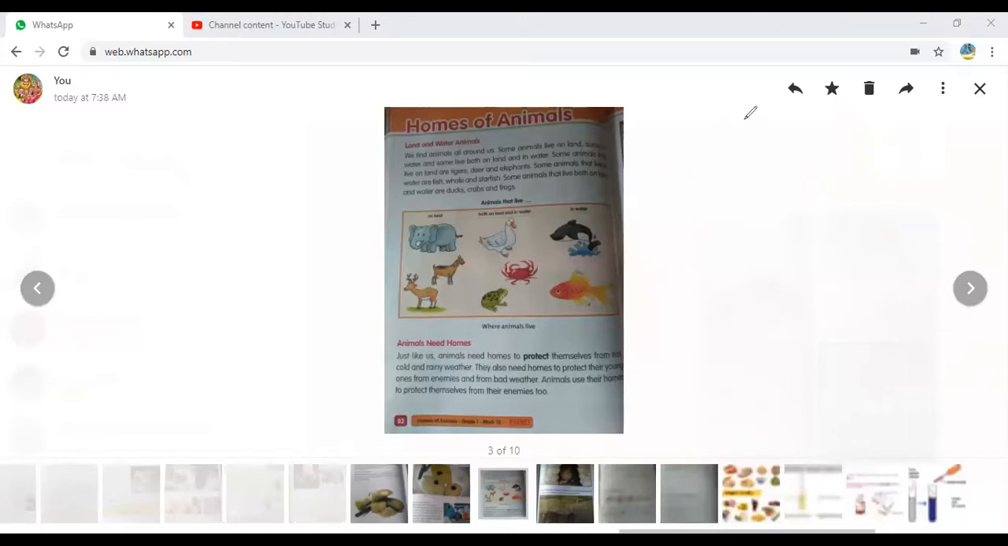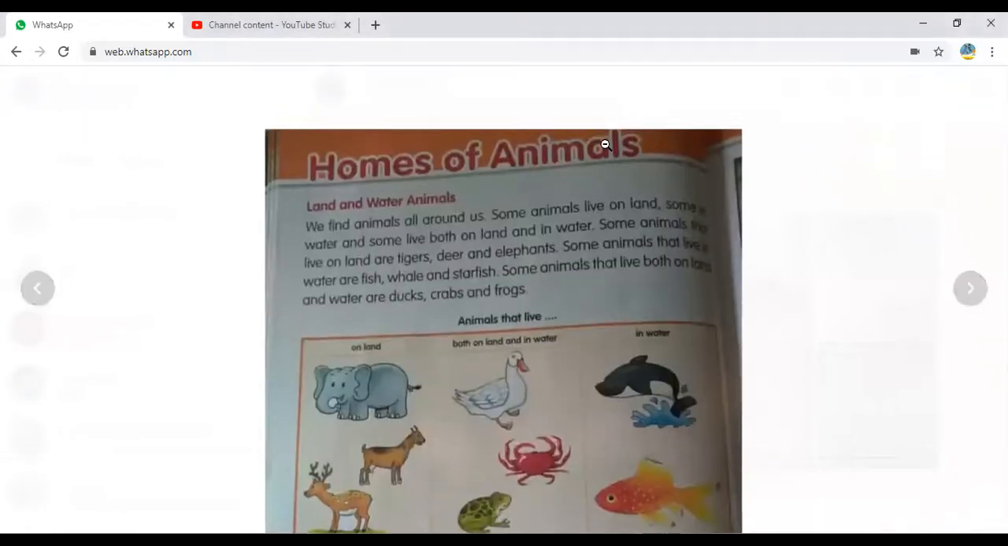Now we are going to discuss animals in detail: land and water animals. Today we are going to discuss what we have already learned. We have already done the worksheet of the body. Next one, land and water animals. Some of the animals live on land, water, or both. So we are going to discuss it.